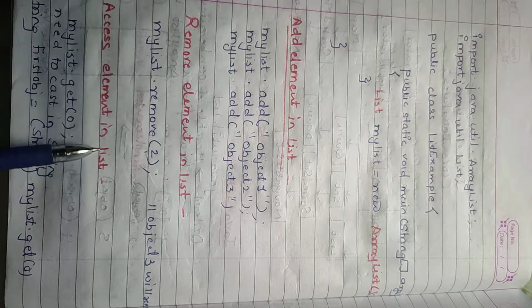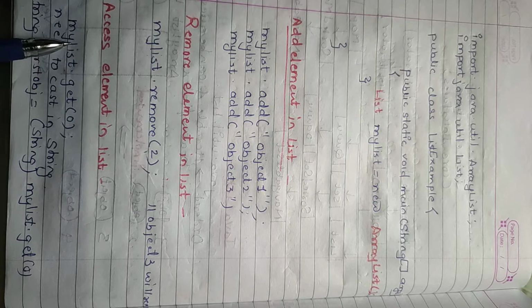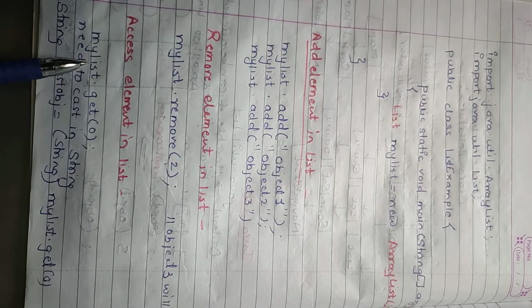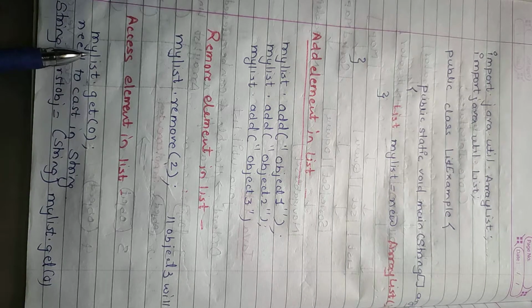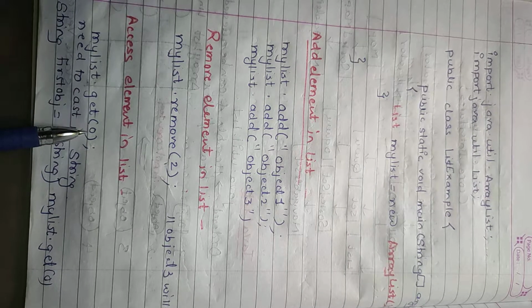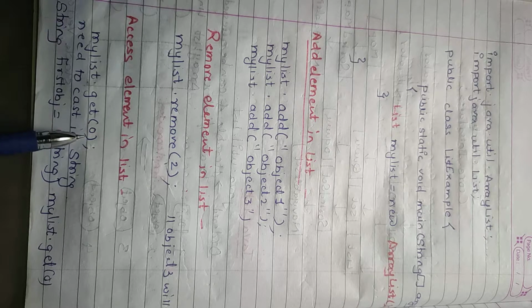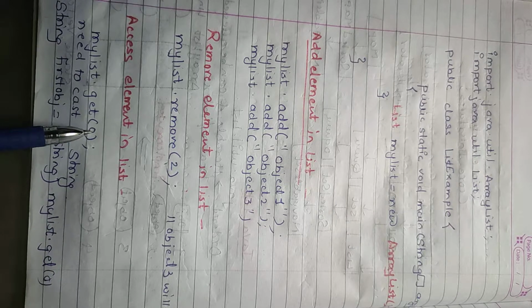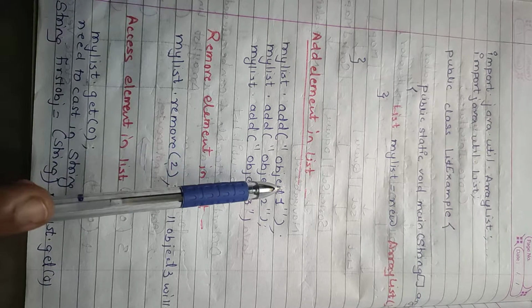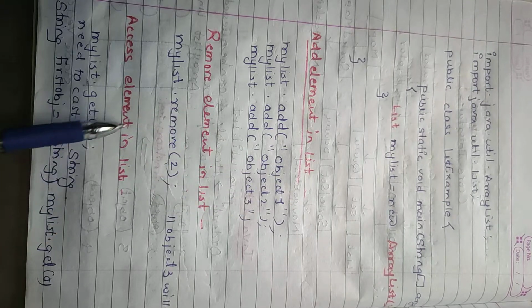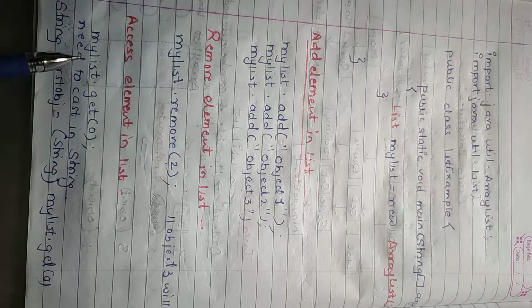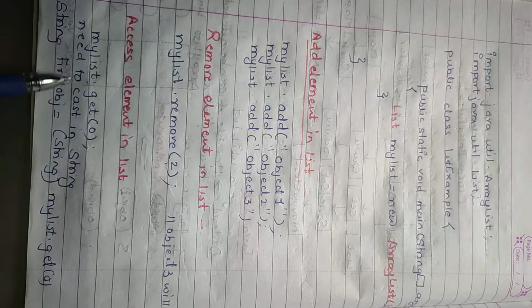Then next, how can you access an element in the list? You can access an element in the list by using the get method. Name of the list dot get(0). What is this 0? This 0 is the index, the position of the list element, right? So what is the 0th position? Object 1. So object 1 will get accessed.